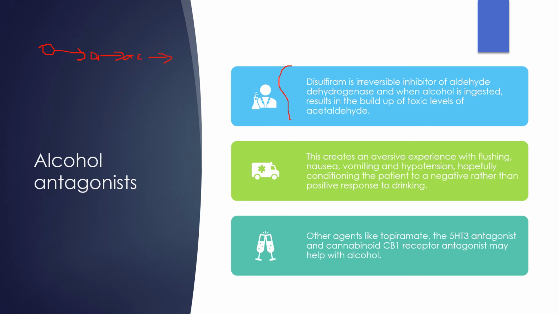If we inhibit this aldehyde dehydrogenase, what happens? Aldehyde will build up in the body, in the blood, and that buildup is toxic. This creates an aversive experience with flushing, nausea, vomiting, and hypotension, hopefully conditioning the patient to a negative rather than positive response to drinking. So every time a person drinks, they will get a buildup of acetaldehyde, which can cause nausea, sickness, and flushing, and even hypotension. So having a bad reaction.